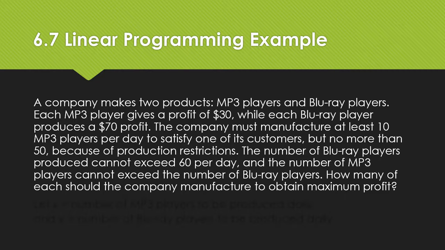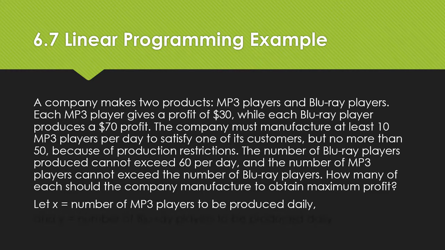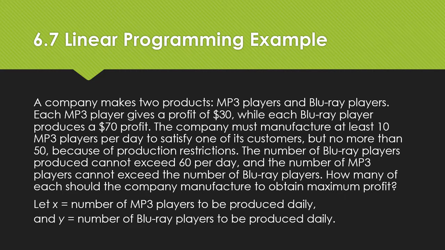Okay, so the first thing we have to do is plow our way through all these words and come up with some equations. And the first thing we're going to do is define our variables. So X is going to be the number of MP3 players to be produced daily. We know that they have to produce at least 10, but no more than 50. So we're going to be writing that in a minute. And we're going to let Y be the number of Blu-ray players that are produced every day. And we know that they cannot exceed 60, so it needs to be less than or equal to 60.